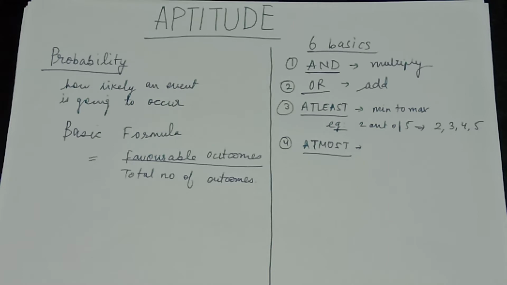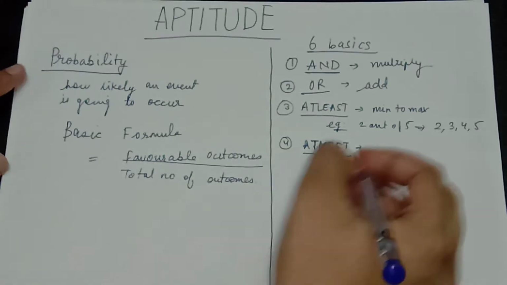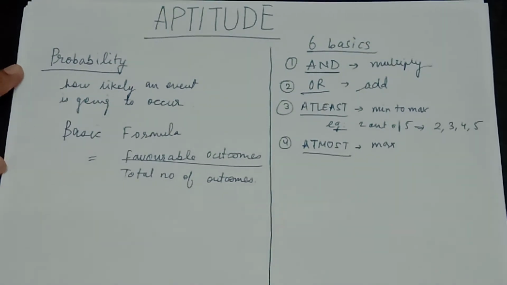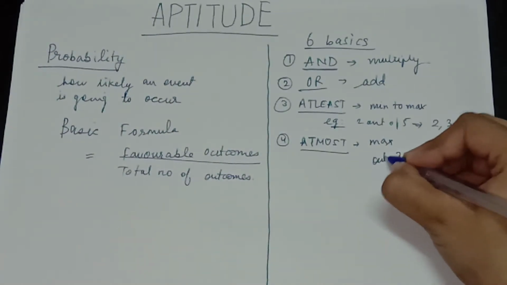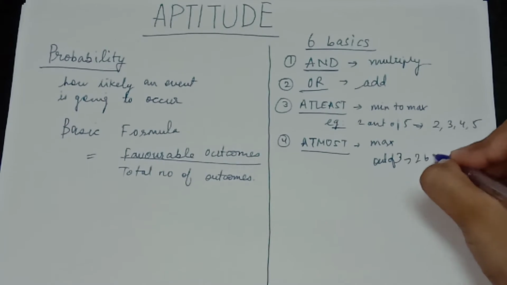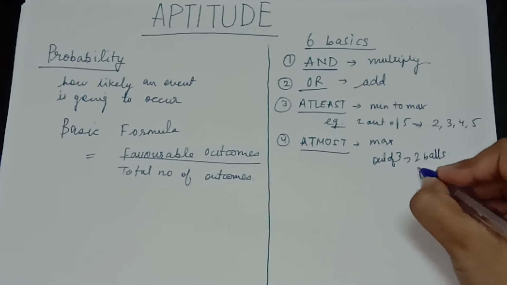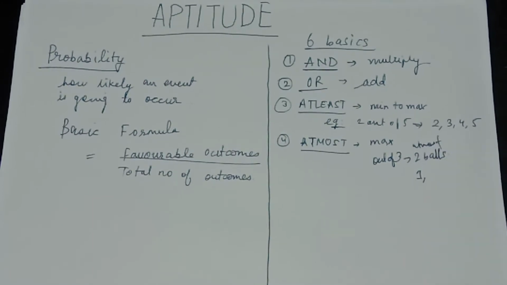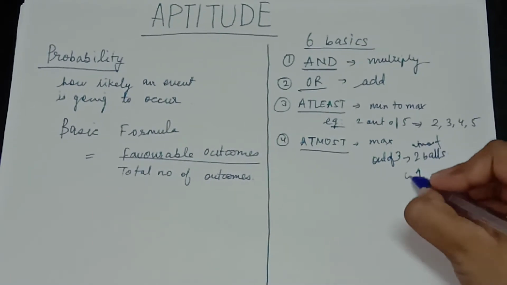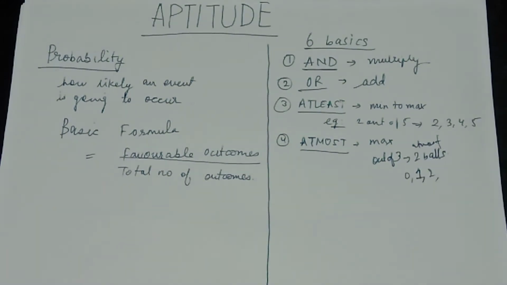Now if we talk about "at most", it's the opposite. It's the term used for maximum. Maximum means zyada se zyada. For example, if a bag has 3 balls and there is written at most 2 balls, it may be 0 balls, 1 ball, or 2 balls. So these may be all the favorable outcomes.